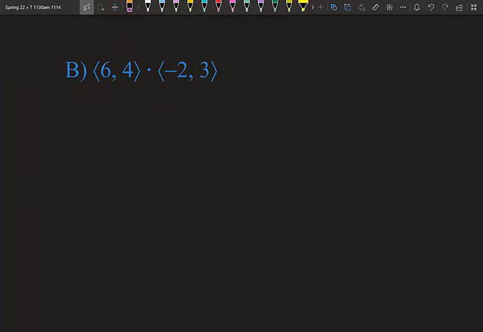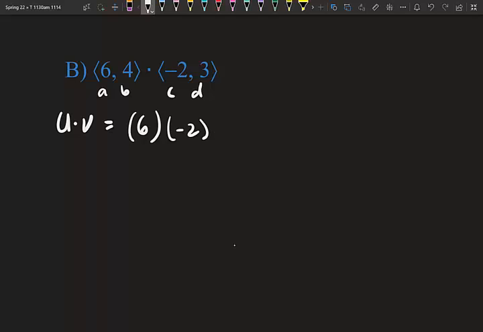All right, let's do it again. So we have our A, B, C, D. Now let's find our U dot V. So U dot V means we multiply the first two, add them to the second two. So our first two are 6 and -2. Then we're going to add that to our second two, which are 4 and 3. So we get -12 plus 12, which is 0.